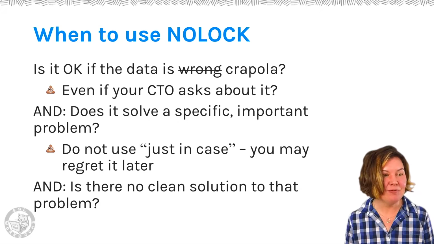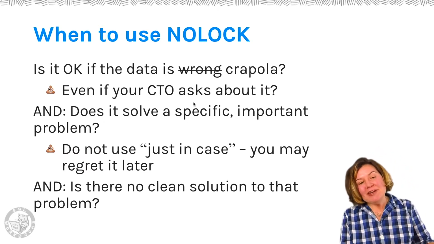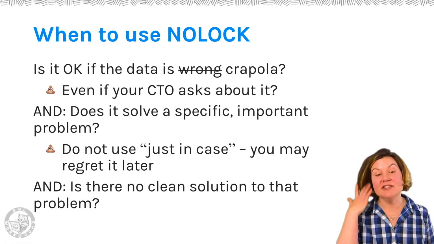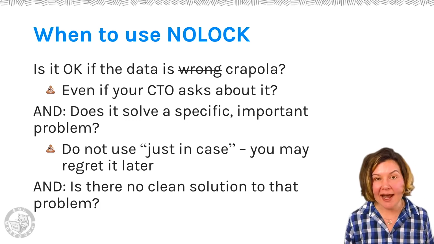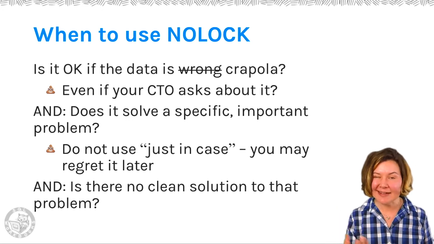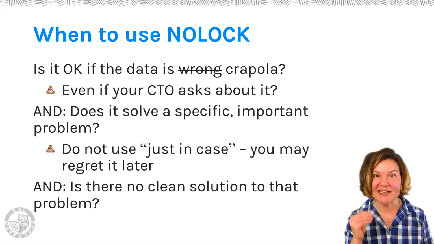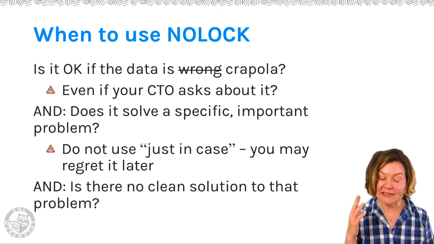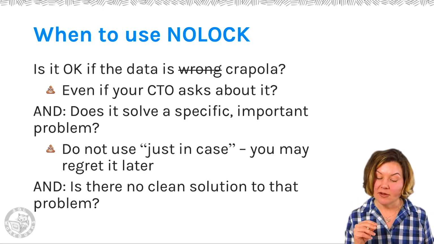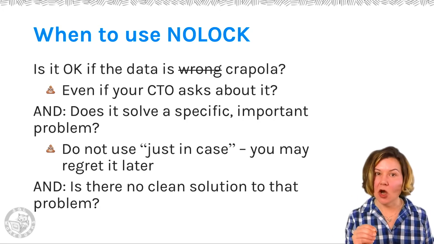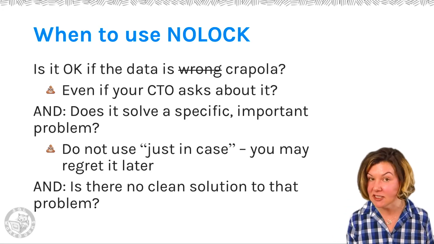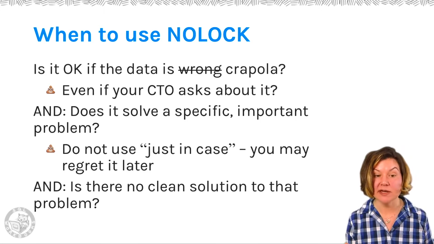A recap of what we have talked about. When do we use NOLOCK? Well, ask yourself, is it okay if the data is just crap? And I actually use the crass term in this because I think NOLOCK or read uncommitted is a pretty crass thing. Sometimes we need to be crass. And I think about, okay, what if the CTO or the CIO of this company sees the wrong data in this and they ask me about it? Is that going to be okay there?